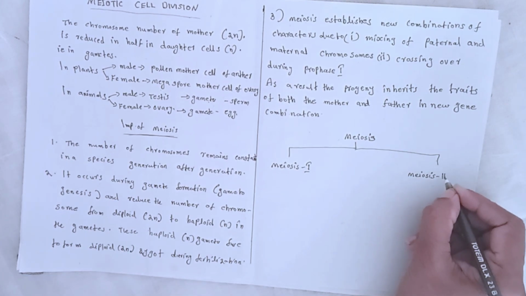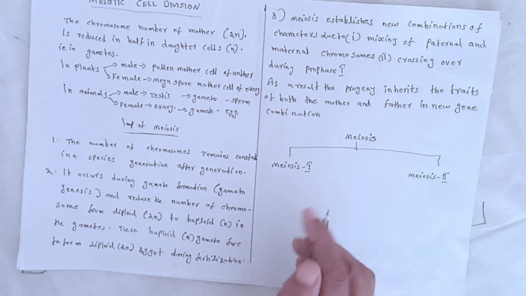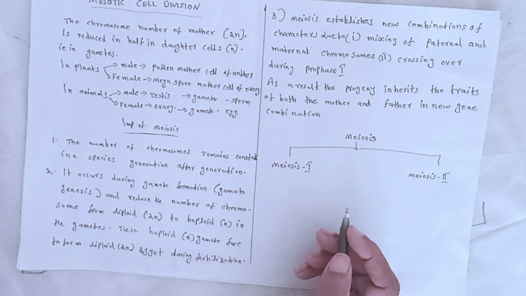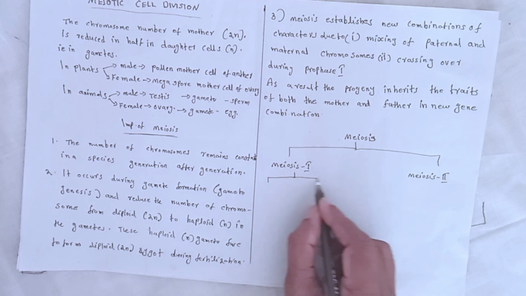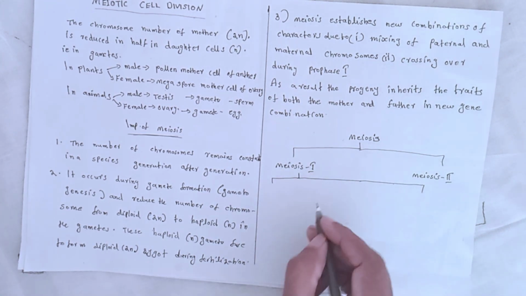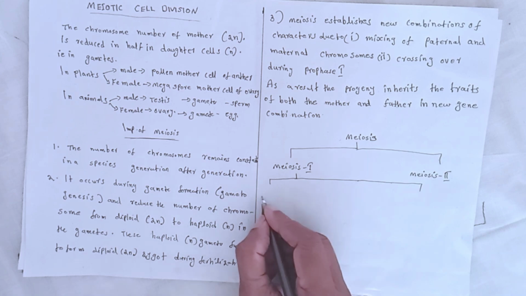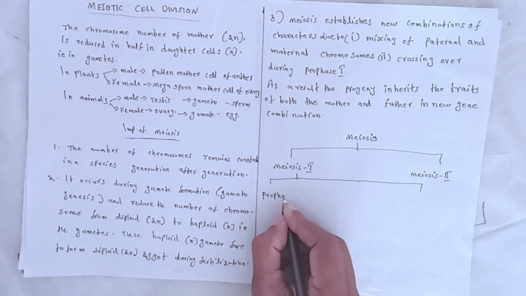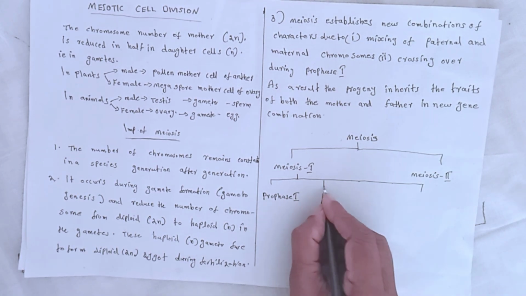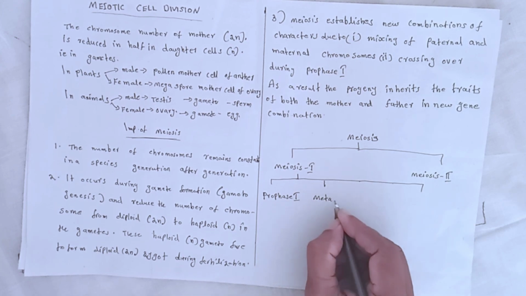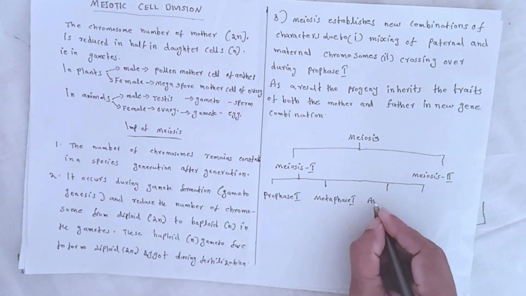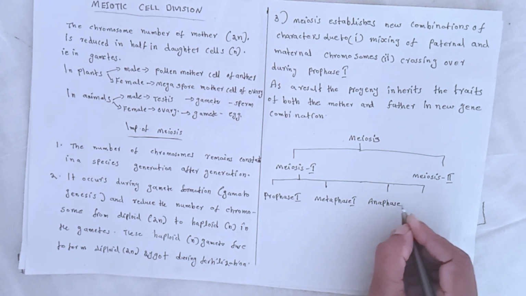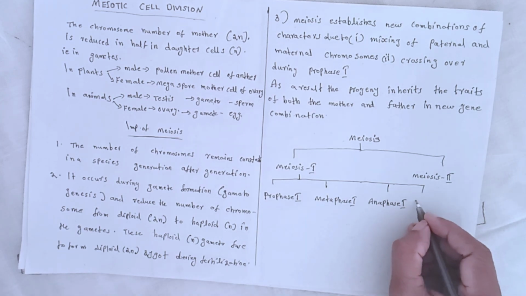Meiosis has two parts, meiosis 1 and meiosis 2. Meiosis 1 has 4 steps: prophase 1, metaphase 1, anaphase 1, telophase 1.